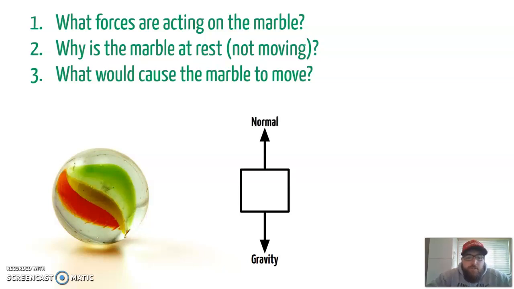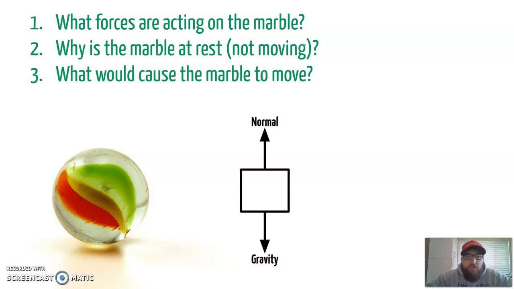The normal force is, remember, the force that acts on objects that are resting on a surface. Since the marble's resting on a tabletop or the ground or something, it has the normal force counteracting gravity. Those are the only two forces acting on a marble that's at rest on a surface. So we have gravity down, normal force up. Notice that I made the arrows the same length, and that was purposeful because these forces are balanced.